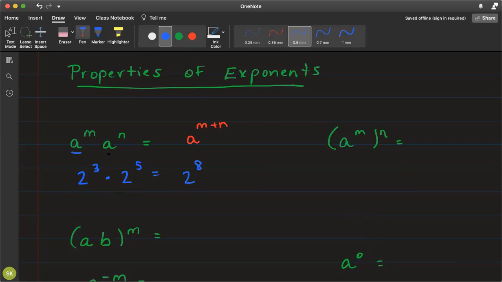Now this number has to be the same. So if you had 2 cubed and 3 to the 5th, then you couldn't combine them like this. These numbers have to be the same. The powers can be different, but the bases have to be the same.